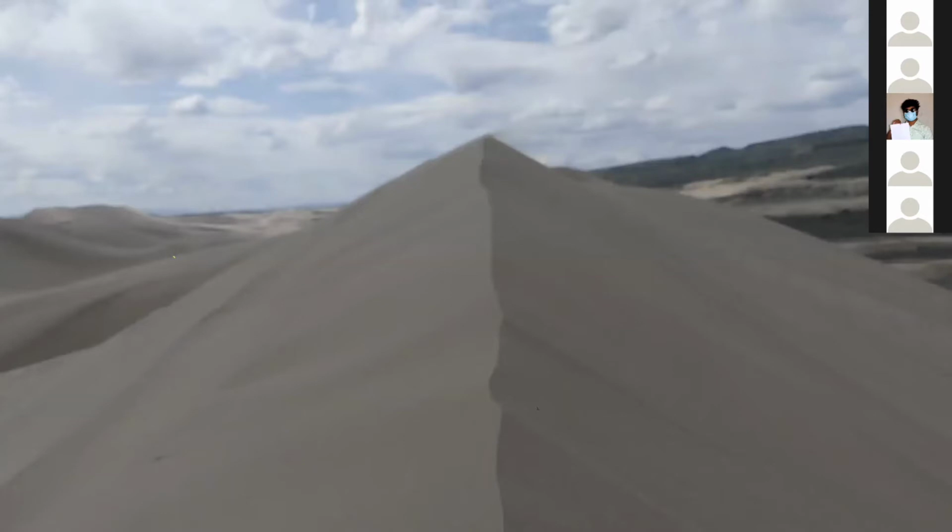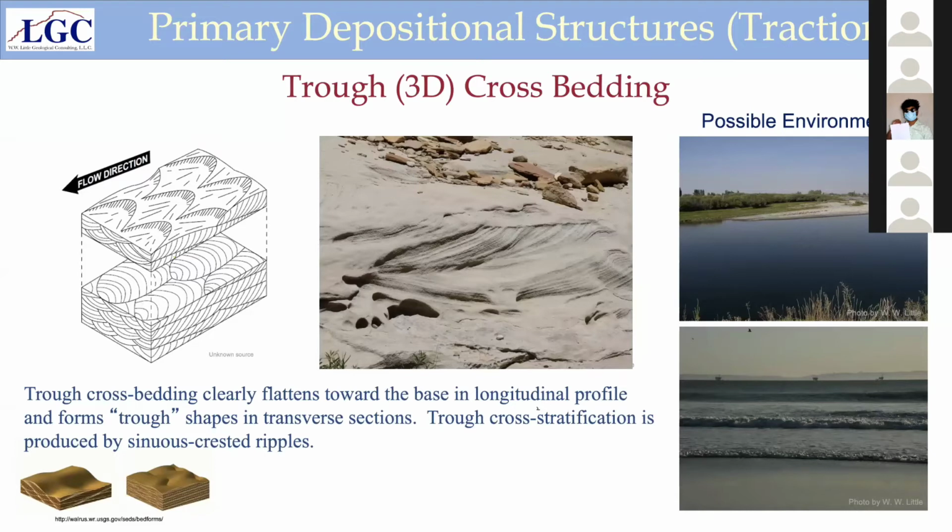Okay, so let's go back to the ripples and dunes. The things I'm talking about here refers to both. The only difference between a ripple and a dune is their size. And so we will often divide the cross bedding within a ripple or dune into trough, these are the three-dimensional ripples, the ones that have the sinuous crest, and into planar cross bedding.